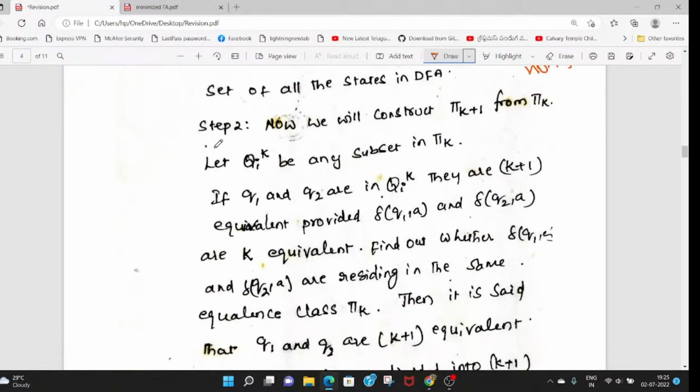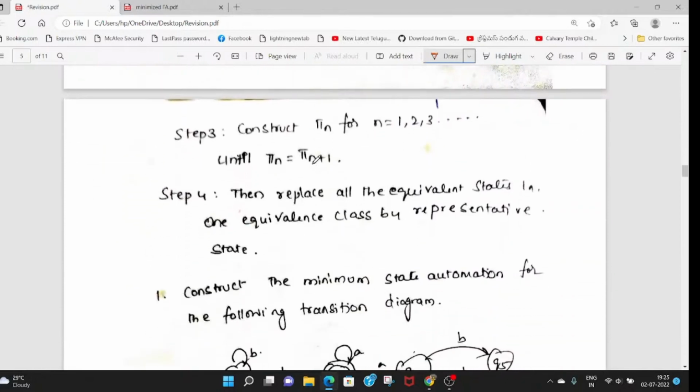So that is your step 2. And in step 3, you construct pi n for n equals 1, 2, 3 and so on, until pi n equals pi n plus 1. That is, when the previous partition and the current partition are both the same, you can stop. Then replace all the equivalent states in one equivalence class by a representative state. So this is the algorithm, in the general or equivalence method, for constructing a minimized finite automata for a given finite state machine.